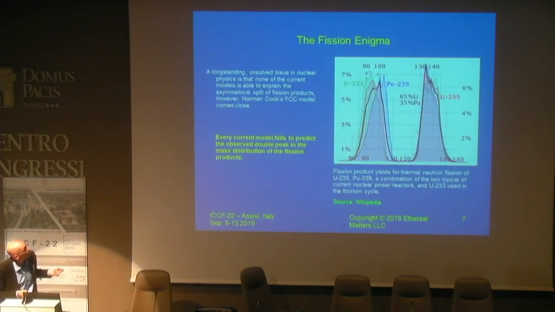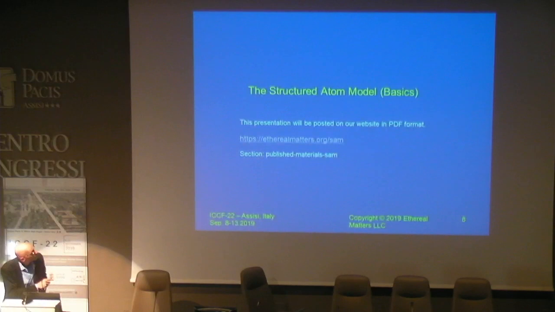The fission enigma. The enigma is that when we have a fission of heavy elements, we get a very distinct double peak, not like a normal graph with one peak and normal statistical deviation. We see two distinct points, and up to now, I don't think anybody has been able to offer a satisfying explanation for that. So, the structured atom model basics.